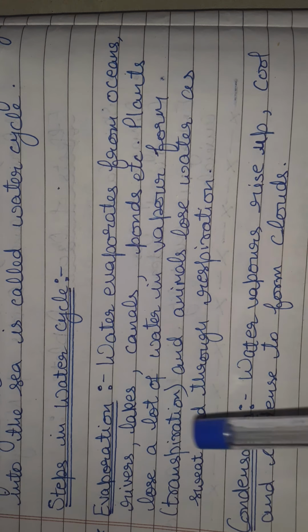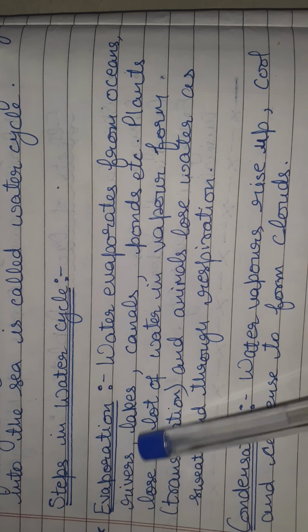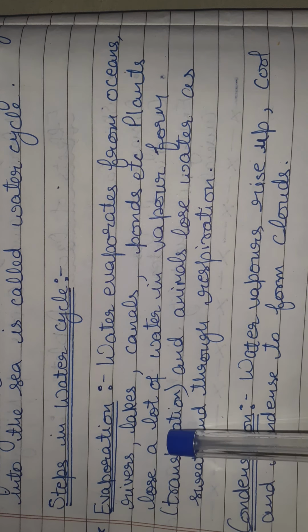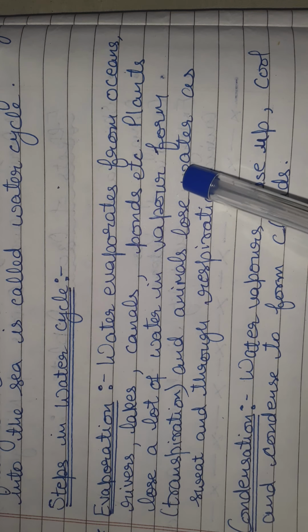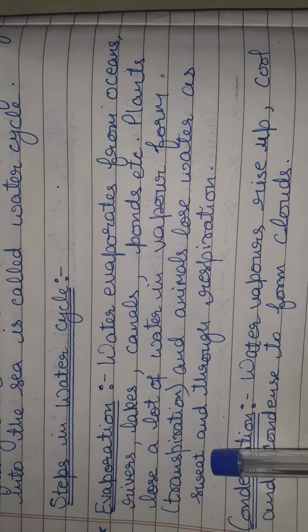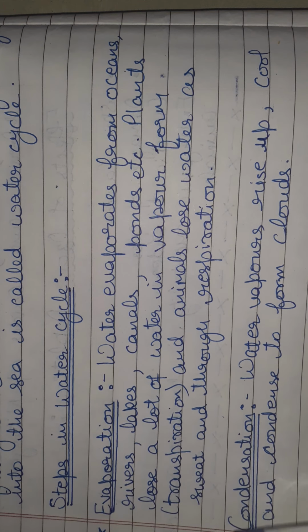Now, various steps in the water cycle. First is evaporation. Water evaporates from oceans, river, lakes, canals, ponds, etc. Plants lose a lot of water in vapor form, which is called transpiration, and animals lose water as sweat and through respiration.